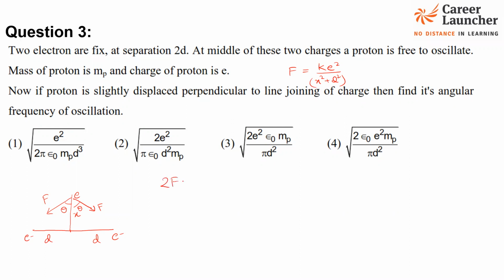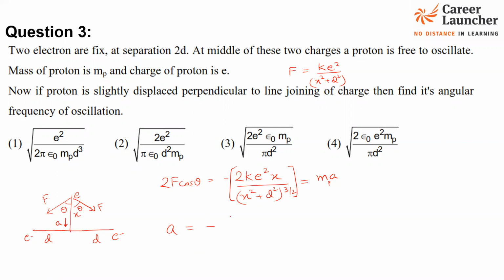So I can write now 2F cos theta. So 2F cos theta means 2Ke square into cos theta. Cos theta will be x upon r. So x upon (x square plus d square) power 3 by 2. So I can treat this as mass into acceleration, mass of proton into acceleration. So I can write acceleration would be with a negative sign. Why negative? Because acceleration will be acting opposite of x. So acceleration direction is opposite of x.